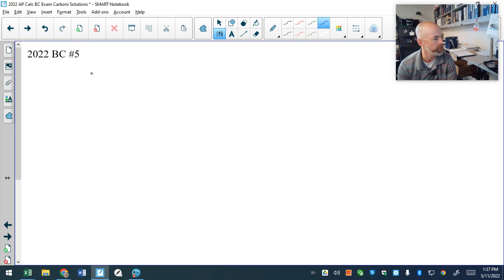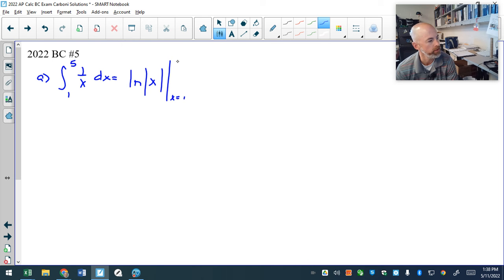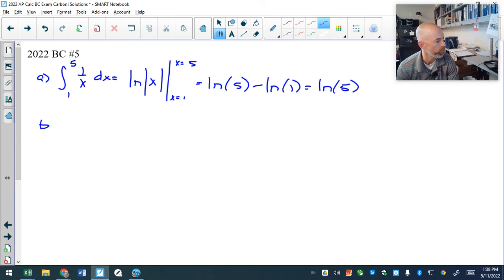Wow, that is a nice question. A, area of region R would be the antiderivative from 1 to 5 of the function 1 over x. Holy cow, this is nice. Find the antiderivative, write it down. That would be the natural log of x. I guess I'll put that in absolute values, even though from 1 to 5, the absolute values will not come into play. Evaluate that from x equals 1 to x equals 5 would be the natural log of 5 minus the natural log of 1, and the natural log of 1 is 0. So you can just write that as the natural log of 5 for your answer for A. And wow, that was nice. That's a BC question? What?